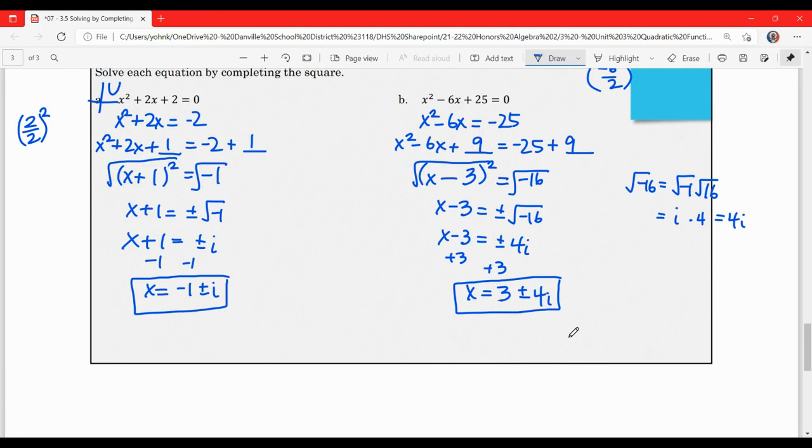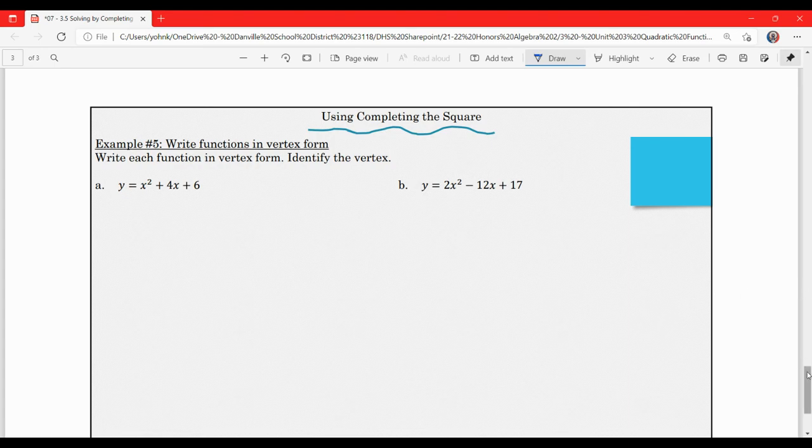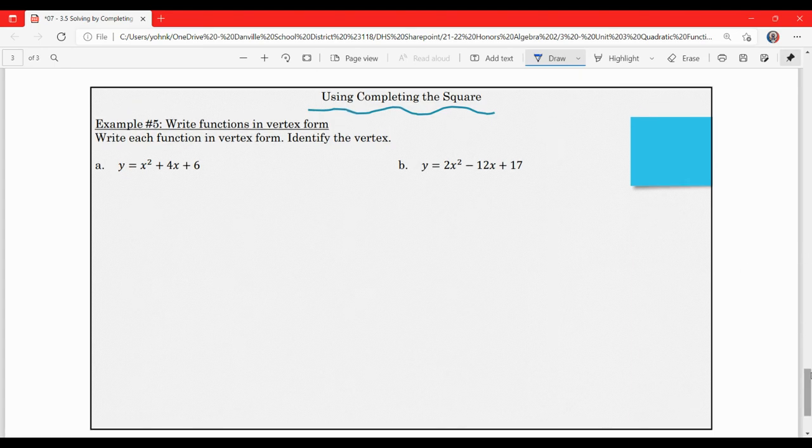All right. Here's a use of completing the square. It's something called vertex form. Vertex form is another way that you can graph a quadratic equation. So if you're given a parabola and told to graph it, you can do the old negative b over 2a method that we learned about in section 3.1, or you can do this new method, which is called vertex form.